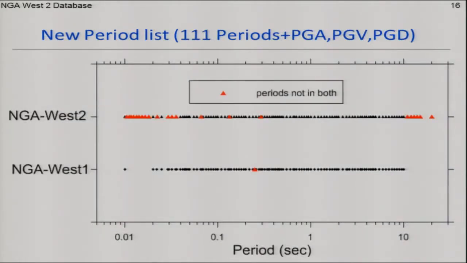Another thing to note is that even though we say that we try to expand to a larger period range, what that means is that we had to reprocess the entire NGA1 time series set again. So this is a graphic of the periods that we're using in the NGA West 2 project as compared to the NGA West 1. The red triangles are the periods that we've added in the NGA West 2 project.